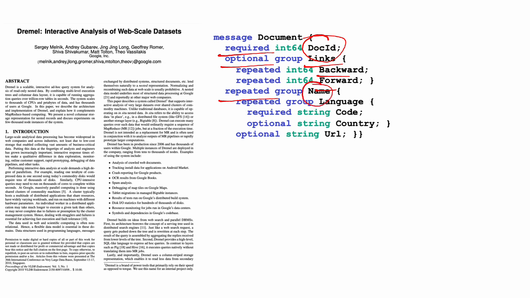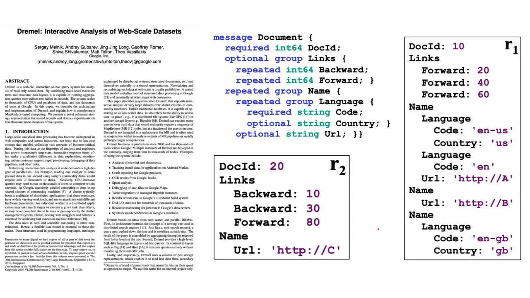Again, this backward and forward is a nested field inside links. And then you can have repeated fields like list, for example, name, which in turn can have another repeated field of language and optional field of URL, because every document can have multiple URLs and multiple country and code combination. And in the paper, they also talk about a couple of schemas on which they build up the concept.